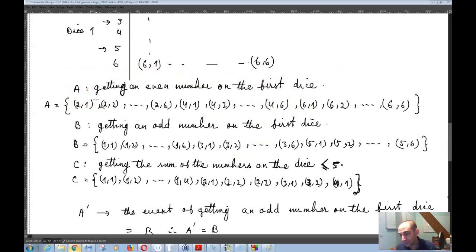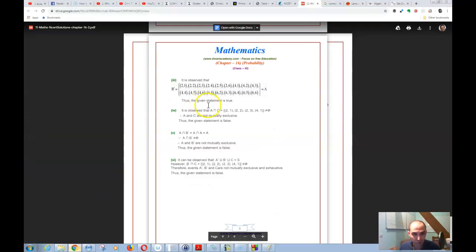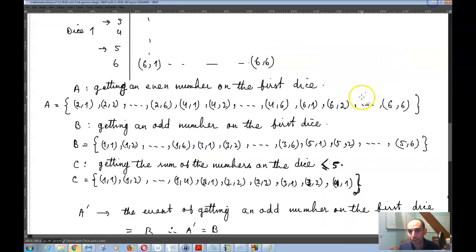But of course, there is no excuse for not doing things right. The right way of solving this problem is this way. So the third part of this question, we already did that. The fourth part of this question is A and C are mutually exclusive.